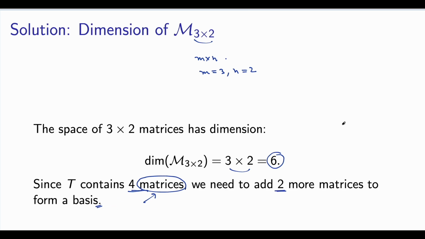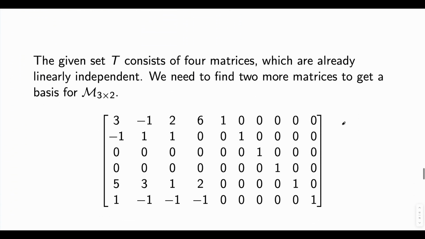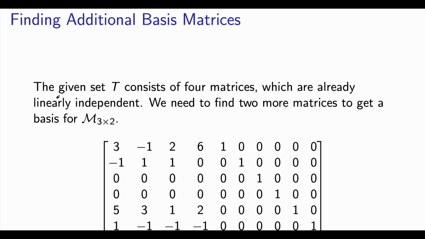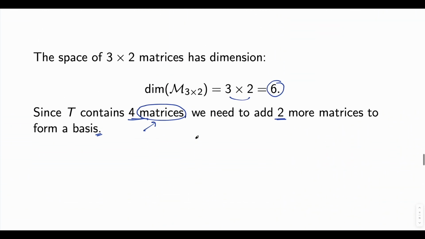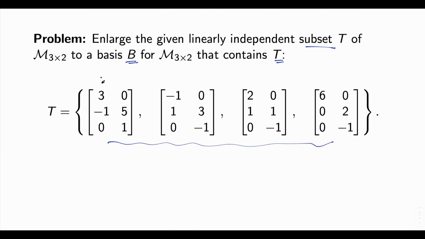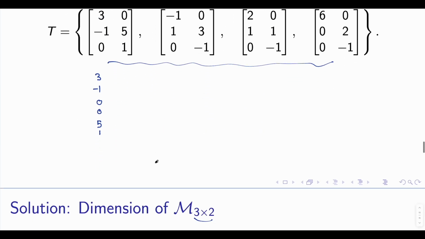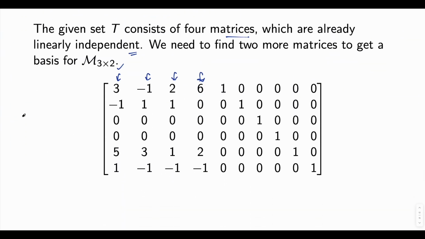In the previous step, if you see, okay. So now what you have to do? Finding additional basis matrices. The given set T consists of four matrices which are already linearly independent. So we need to find two more matrices to get a basis for M3×2. What we will do exactly here is keep the vectors column-wise for the given matrices, right? You can choose whichever way you want, but what I have followed is I have taken these 3, -1, 0, then appended 0, 5, 1, but keep the same order for all the vectors, okay. So I have added in the same way this first column, similarly second column, third column, fourth column, okay.